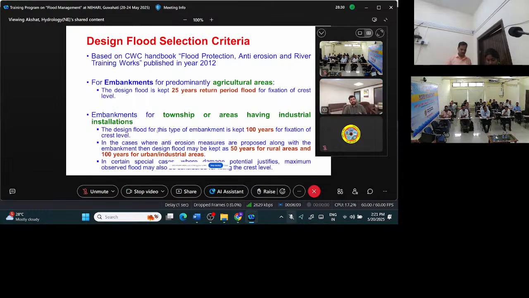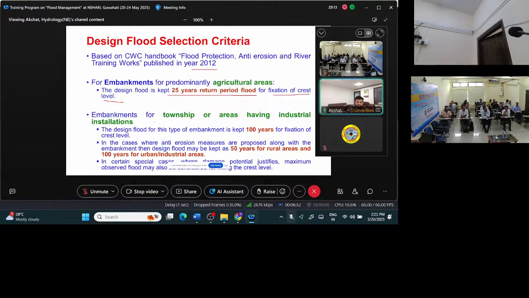So, what is the selection criteria? After collecting the data, we need to see what is the selection criteria for the flood. Based on the handbook of CWC, Flood Protection, Anti-Erosion and River Training Works, published in the year 2012, for embankments in agricultural areas, the design flood is kept as 25 years return period flood for the fixation of crest level.